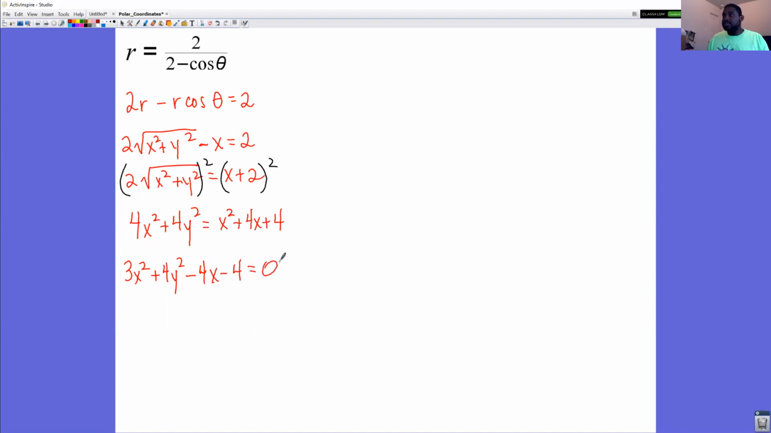And as you can tell, this takes the form of an ellipse. I know it's an ellipse because if you look at your x squared and y squared terms, they're both positive, but they're not the same. If they were the same, it would be a circle. So we have an ellipse, and we need to get the center and the vertices of this ellipse. So what we need to do is complete the square. What I'm going to do is group my x terms together.